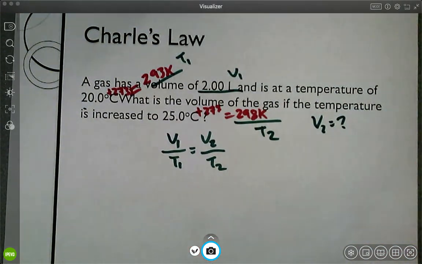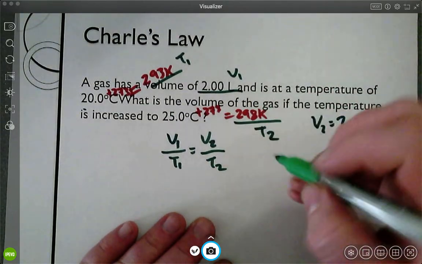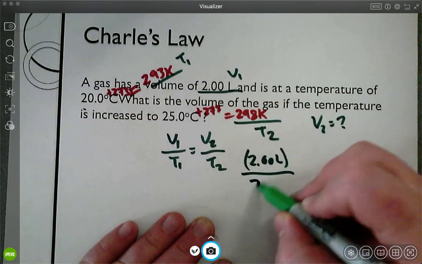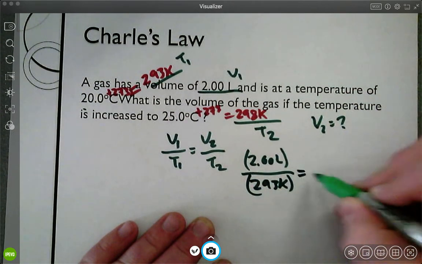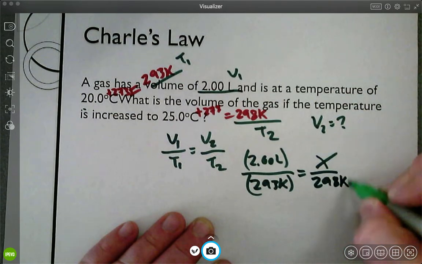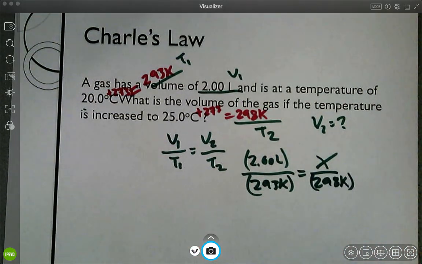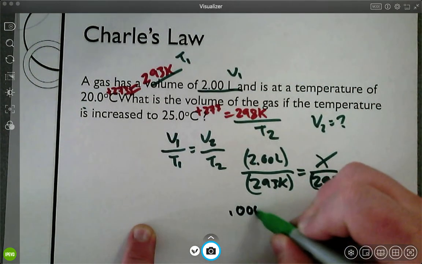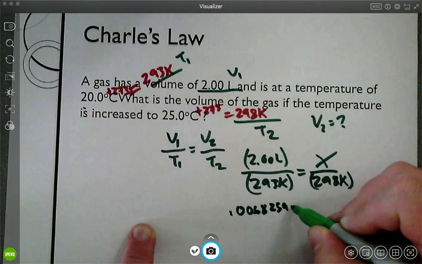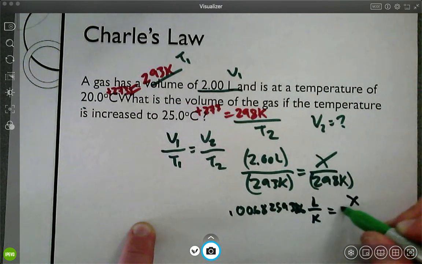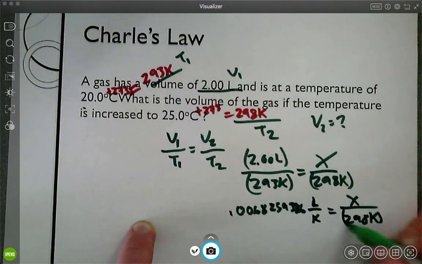So plug all these numbers in. V1 is 2.00 liters. T1 is 293 Kelvin. Equals V2, which I don't know, X, divided by T2, 298 Kelvin. I'm first going to simplify this. So 2.00 divided by 293 is 0.068259386 liters per Kelvin. Still equal to the same thing, X over 298 Kelvin.